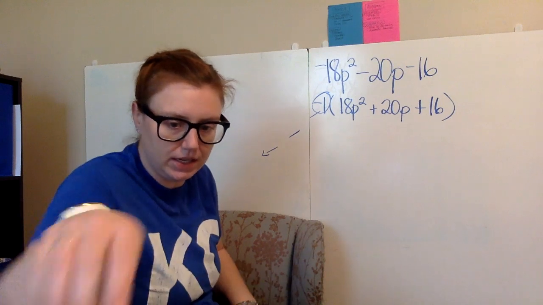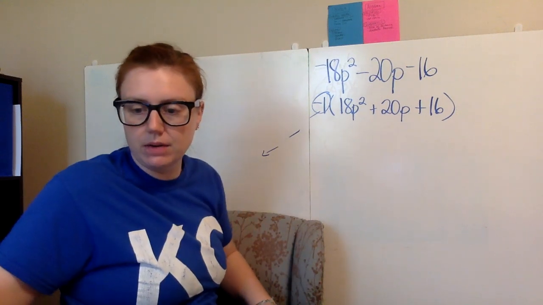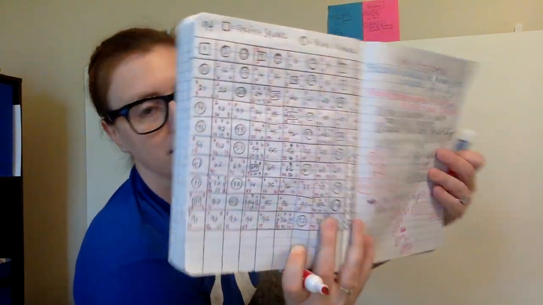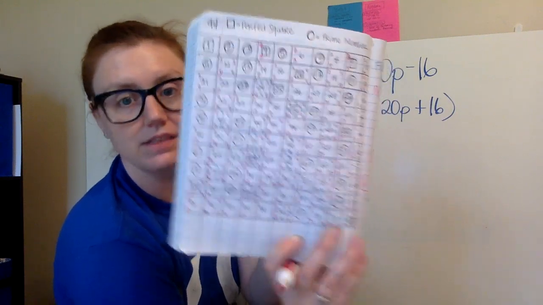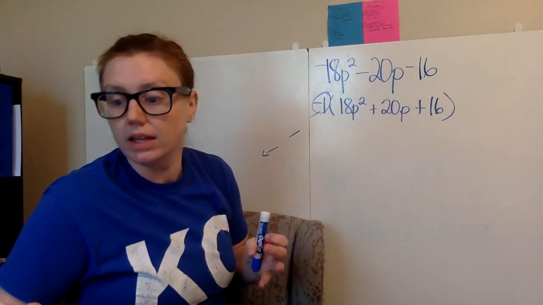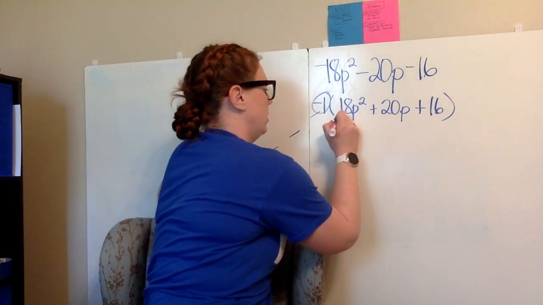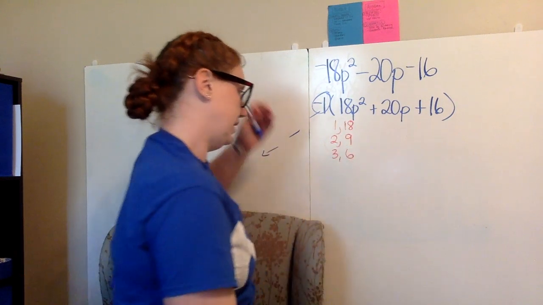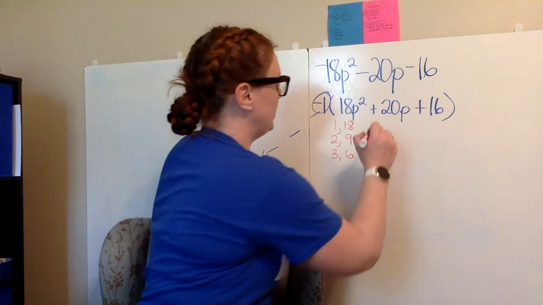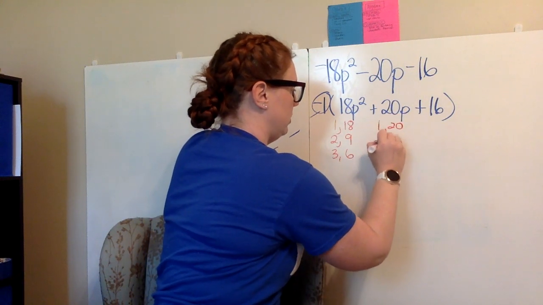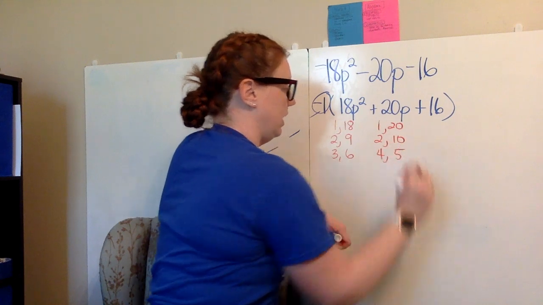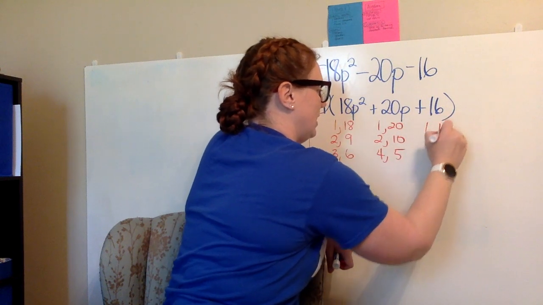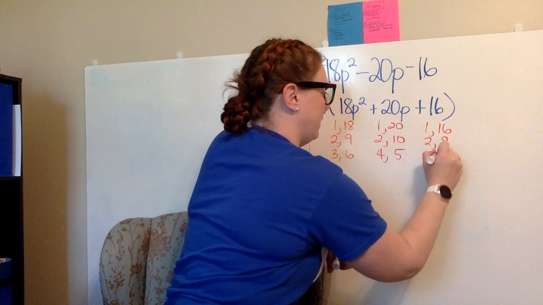All right, factors of 18. Here we go. I use this factor chart all the time. 18 is 1 and 18, 2 and 9, 3 and 6. 20 is 1 and 20, 2 and 10, 4 and 5. 16 is 1 and 16, 2 and 8, 4 and 4.